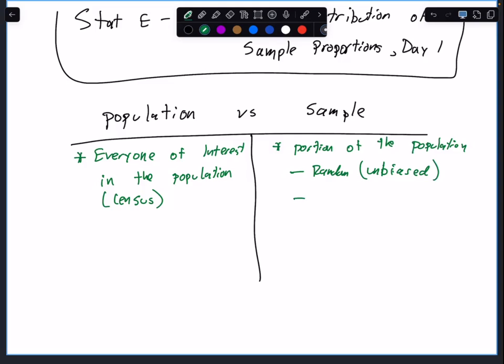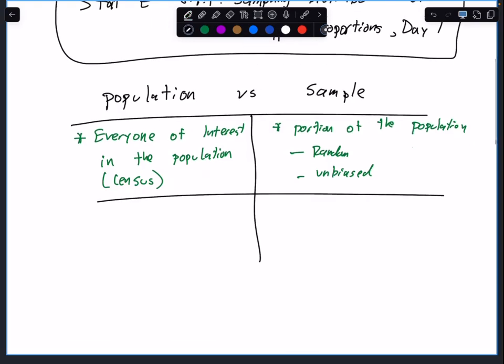We want it to be random and therefore unbiased. So that's who we're asking. Who are we interested in? If I'm interested in students at RBA, that's the population. If I use you as a sample, you would be the sample. You are a portion of all of the population. One of the first things we covered on the first day.